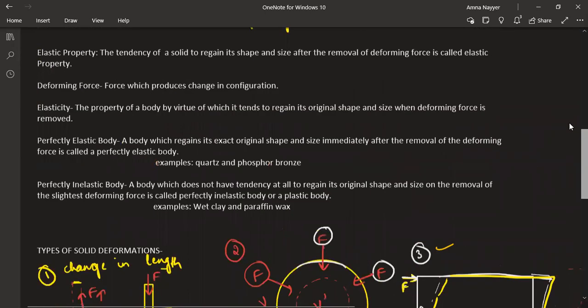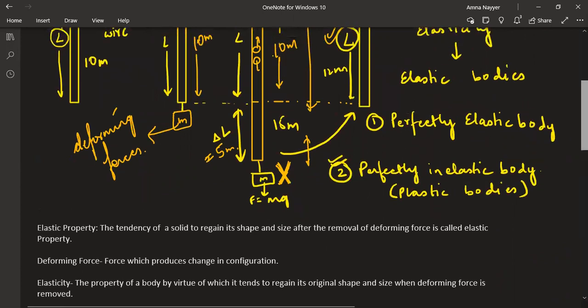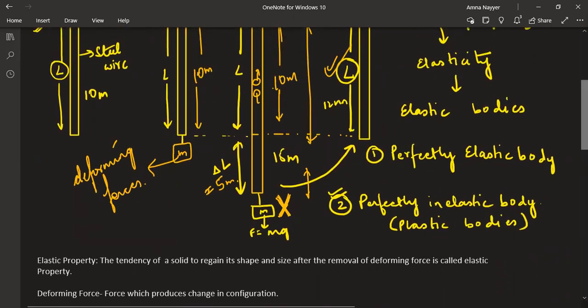Elasticity meant what? When any type of force was removed, the body was able to regain its property. Now, these types of forces that produce any conformational changes are known as deforming forces. And once the deforming forces are removed, if the body is able to return to its original shape and size, then the body is known as an elastic body.